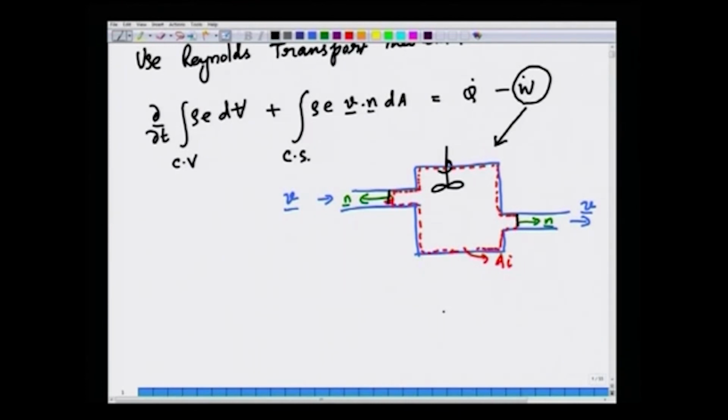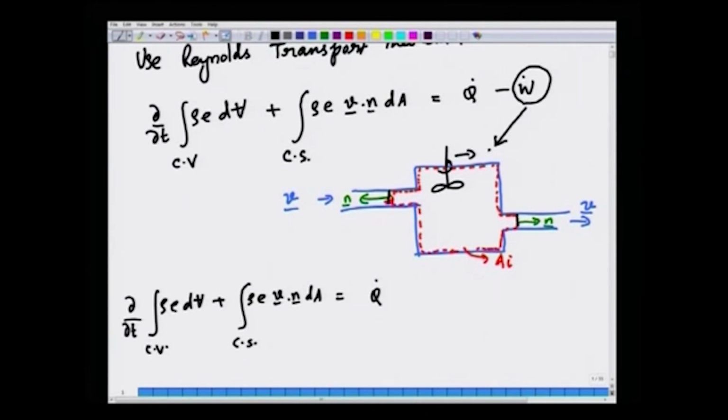So, having included both these terms, we saw that the left side remains as such: the integral of rho E dV plus the integral over the CS of rho E V dot N dA is Q dot.